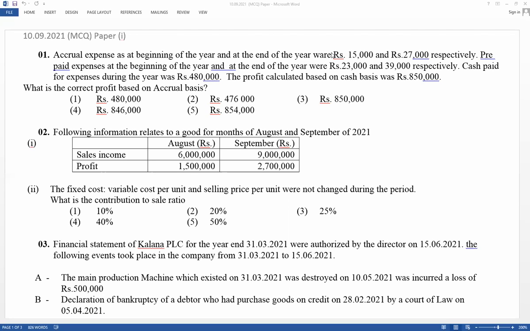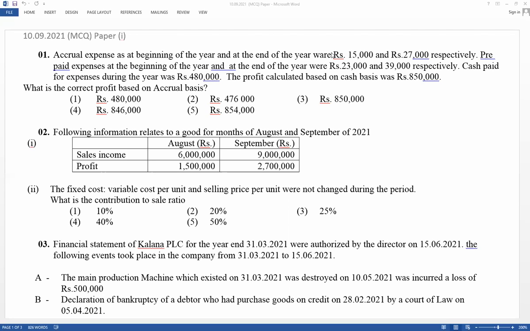And cash basis means income should be included in the income statement only as cash received amounts. Expenses should be included in the income statement only as cash paid amounts. That is the cash basis. Therefore, normally when we prepare the income statement, we have to apply the accrual basis. Only the cash flow statement should be prepared based on the cash basis.